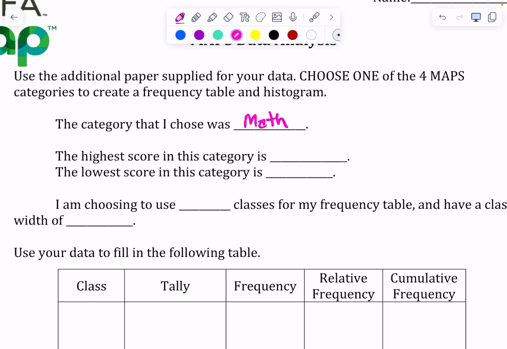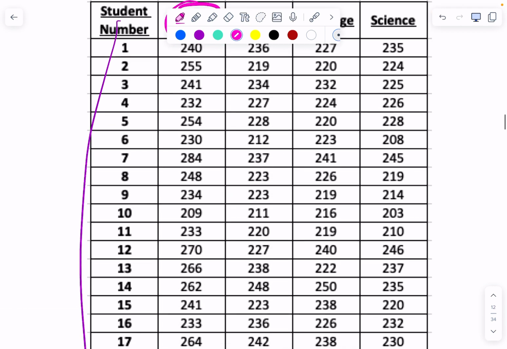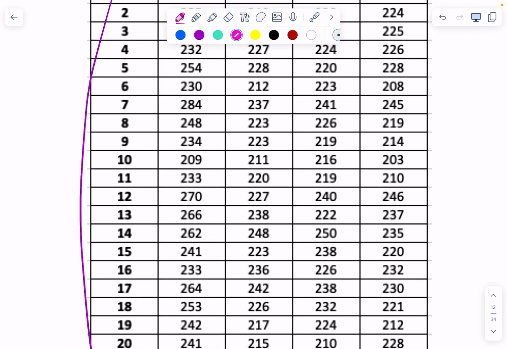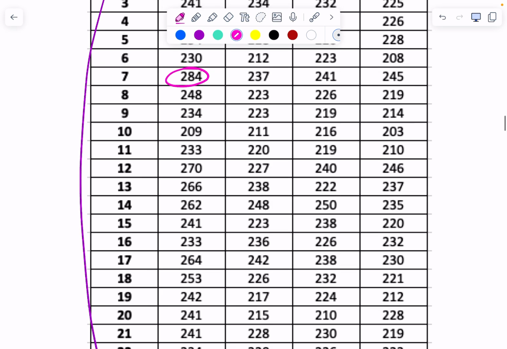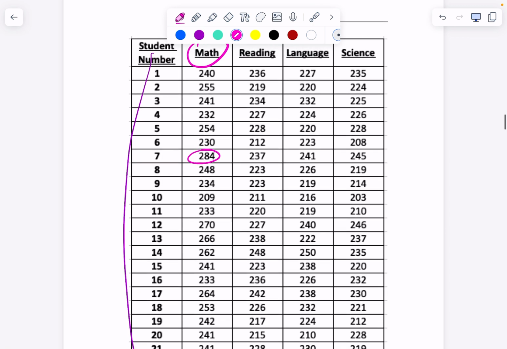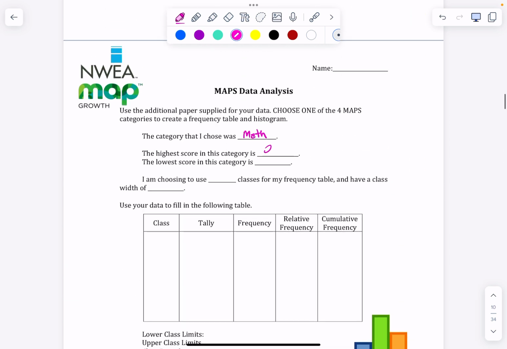In the math column, the highest score was 284. Yeah, right here, 284. And the lowest score was 209. Is there anything else? 209 is the lowest. So 284 and 209, that's what we're going to put here.